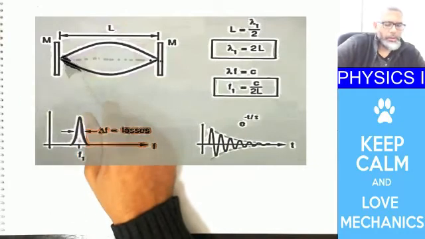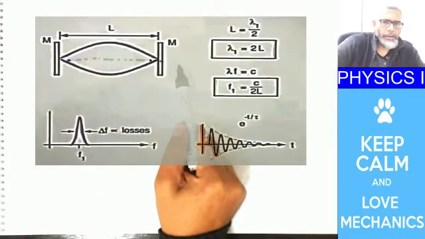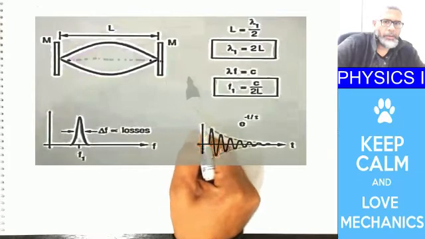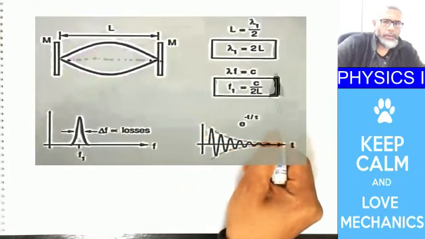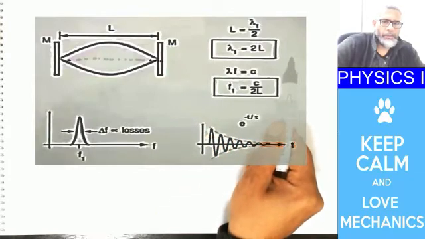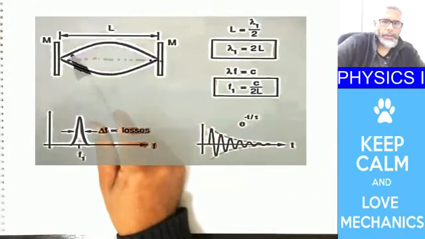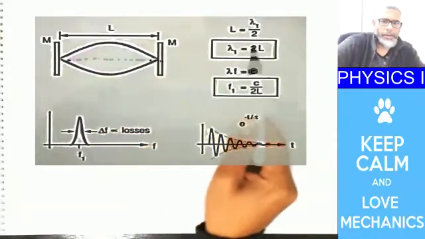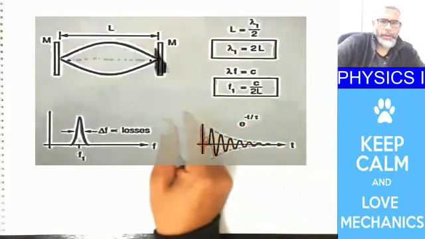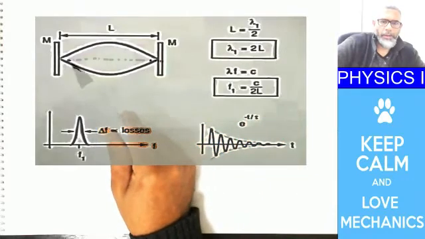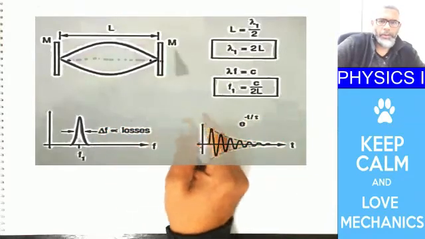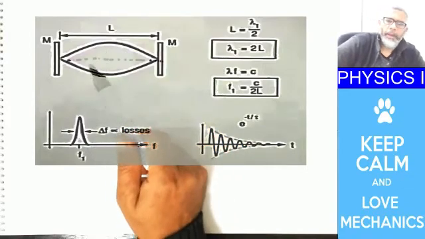Because when you look at the shape, it goes like this and it will go down on the other side. It will end up at the point where it is twice the distance between the mirrors. And if this is one wavelength, this is going to be half of the wavelength. So a wavelength is going to be just twice the value of the distance.